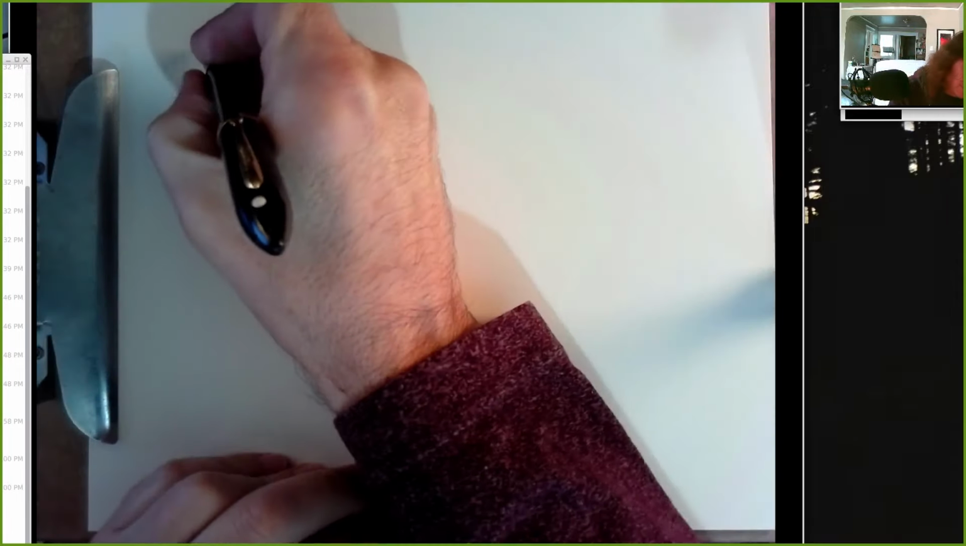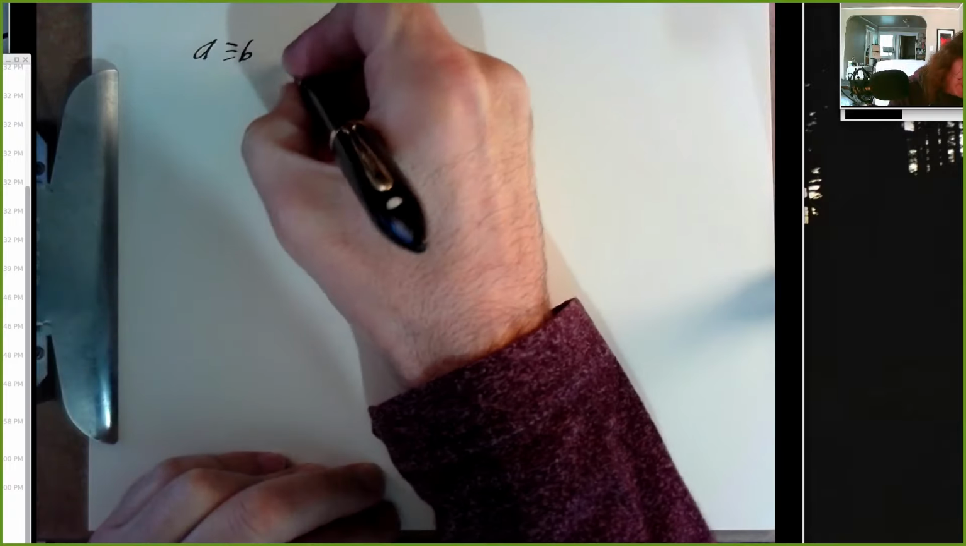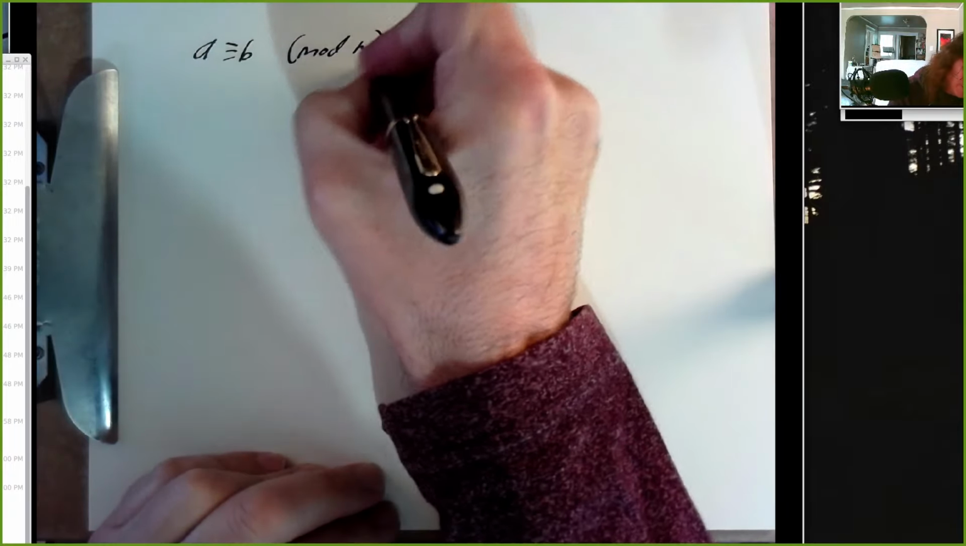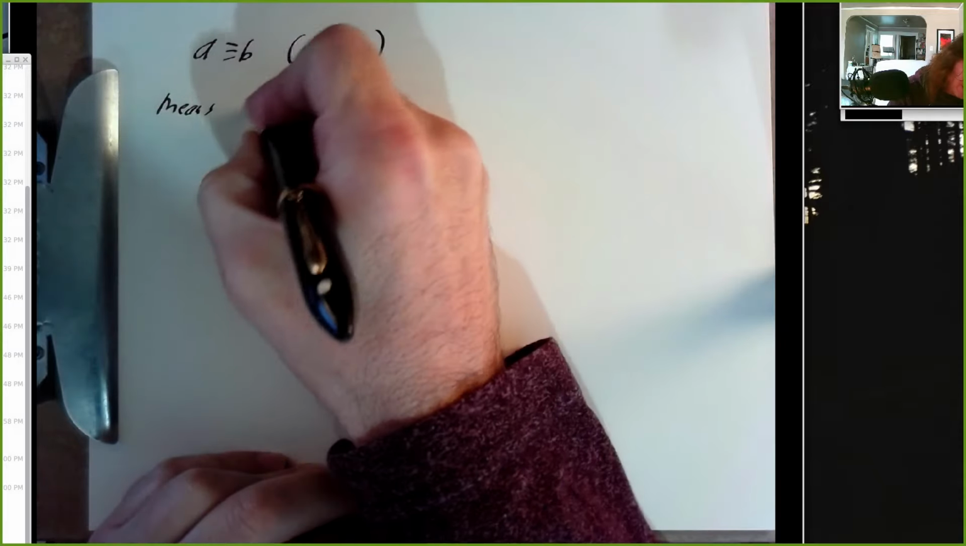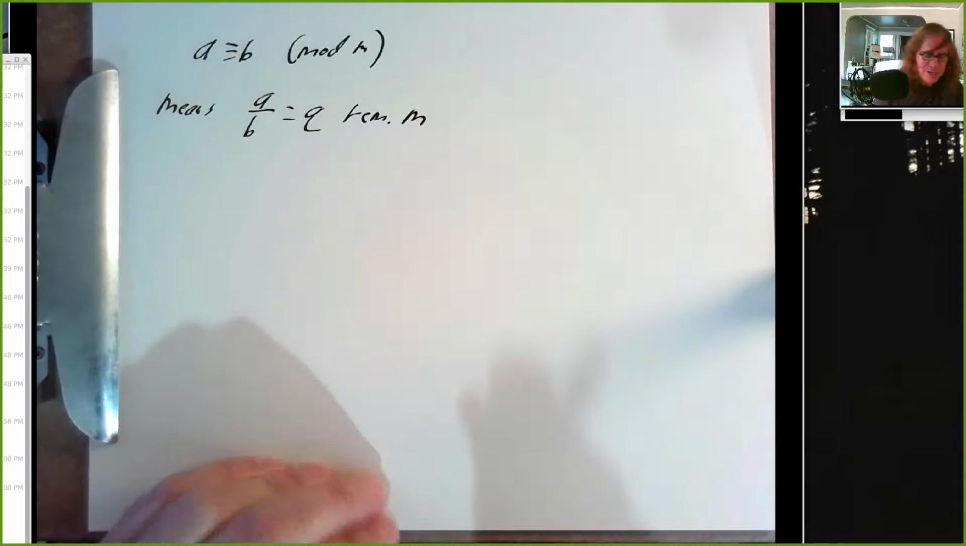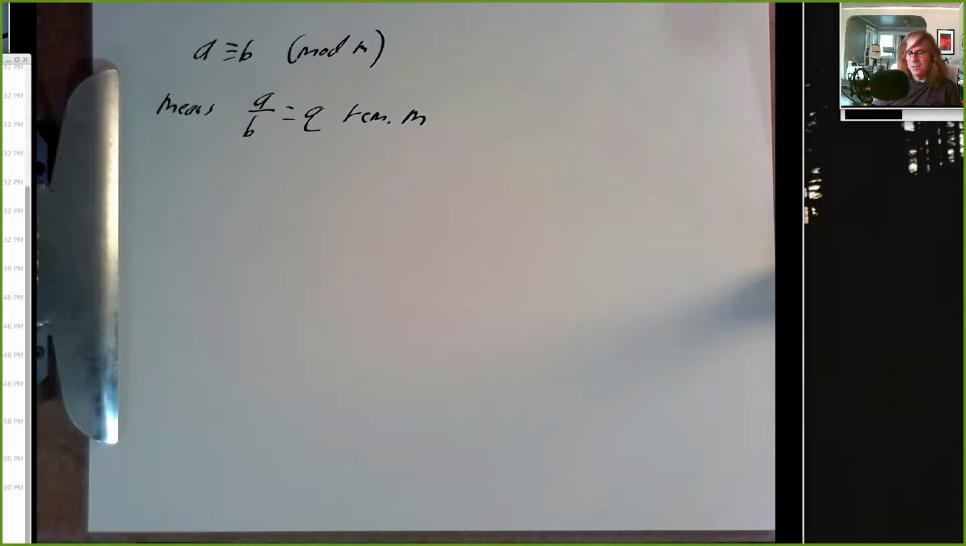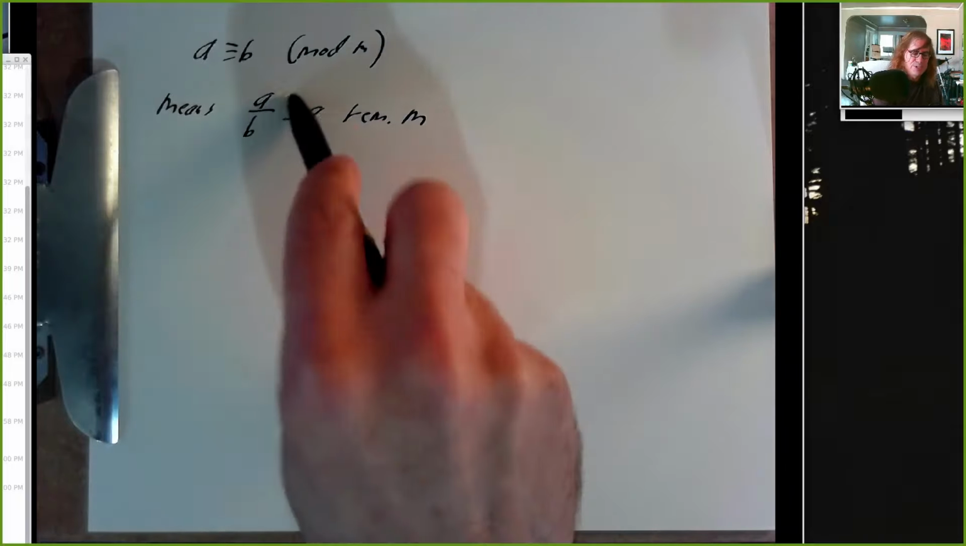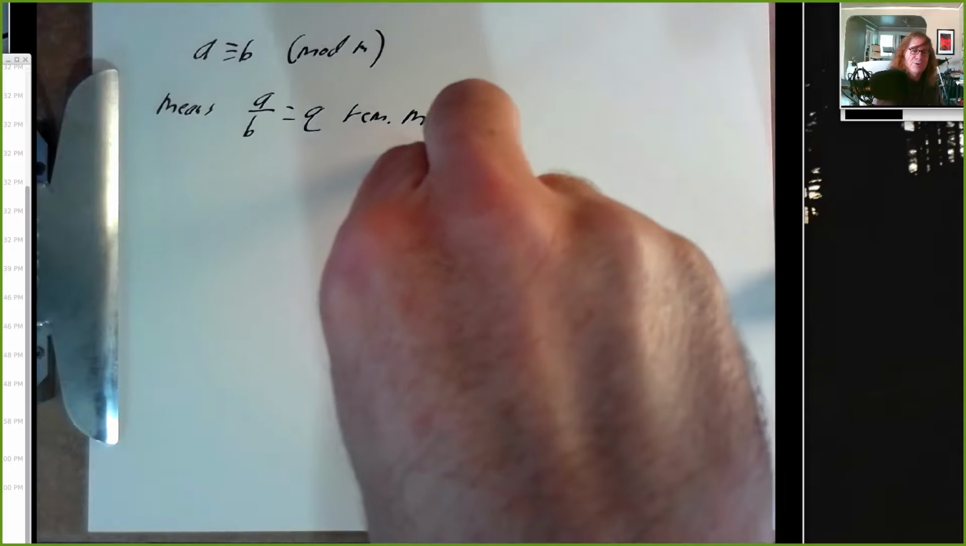All right, so we were talking about congruence, and things we can do with congruence of numbers. So, really quick refresher. If we say A is congruent to B modulo M, means A divided by B is some quotient with a remainder of M. In elementary school speak, B goes into A Q times with M left over.